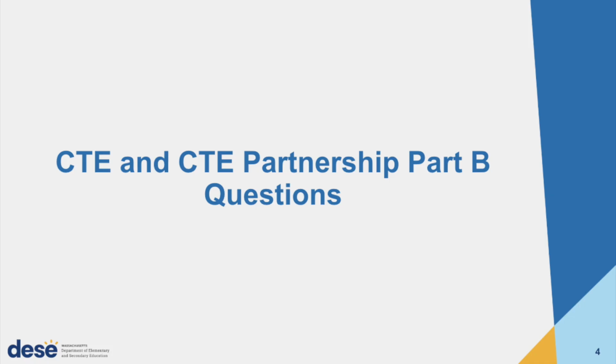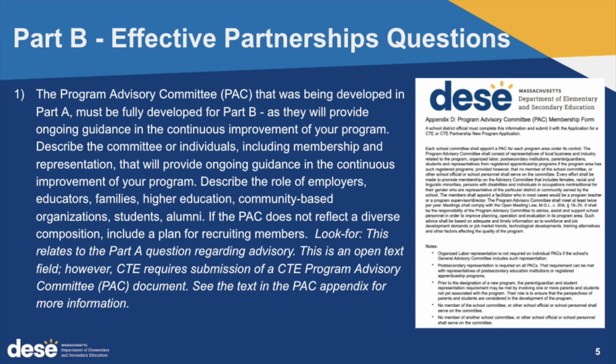Now we will look at the individual questions from Part B of the CTE and CTE Partnership application. Question 1 is related to effective partnerships, and it builds on the Part A question regarding program advisory committees. As a reminder, all CTE and CTE partnership programs must have a program advisory committee known as a PAC.